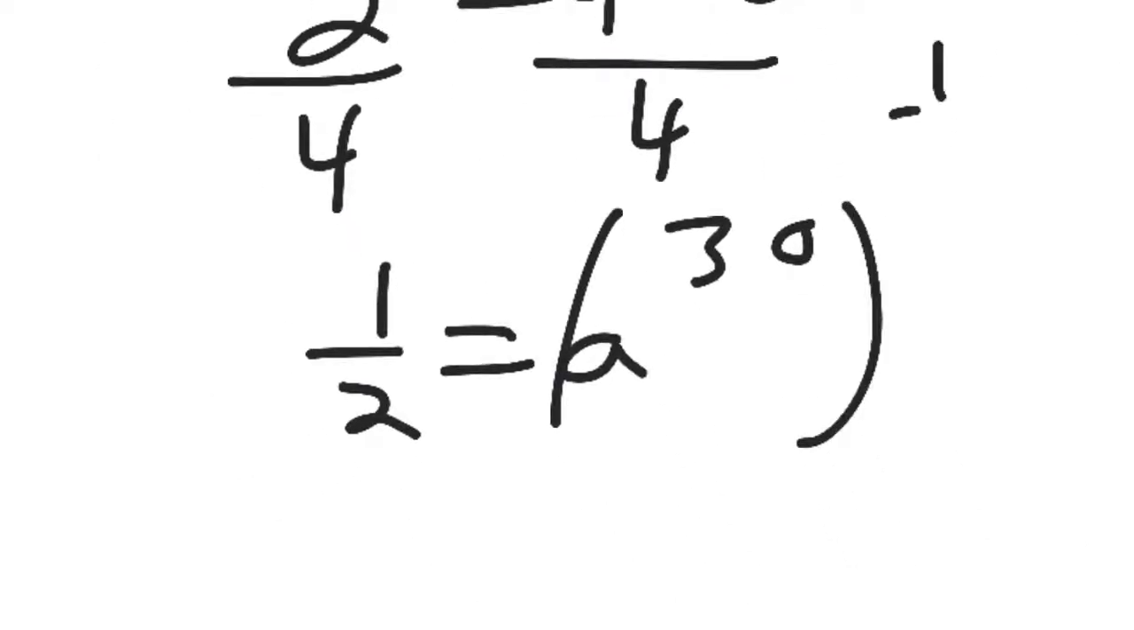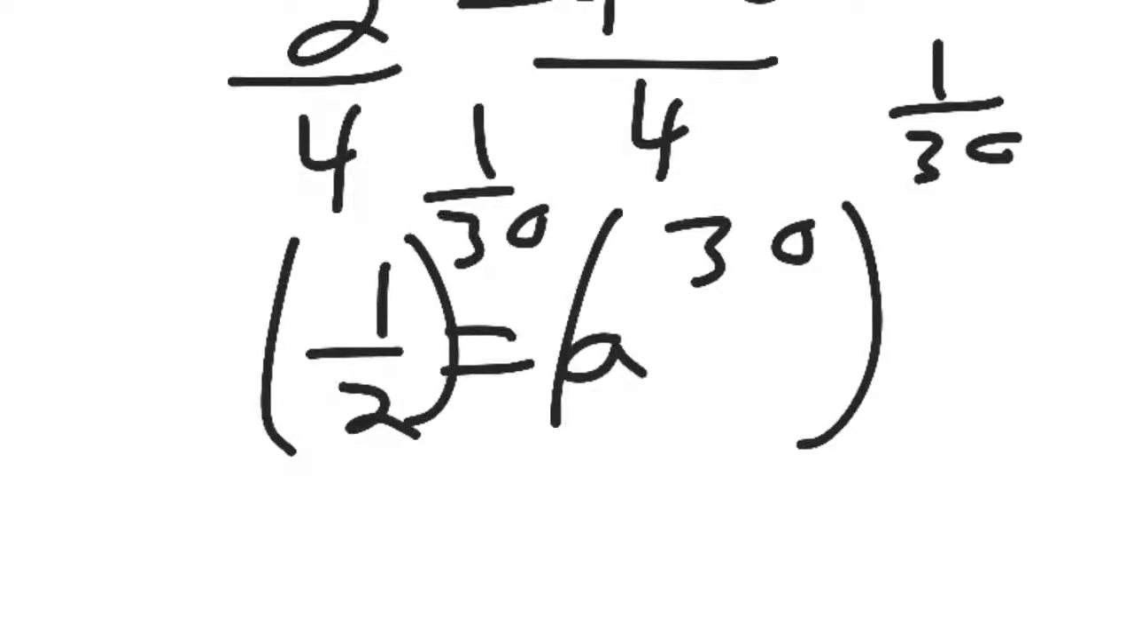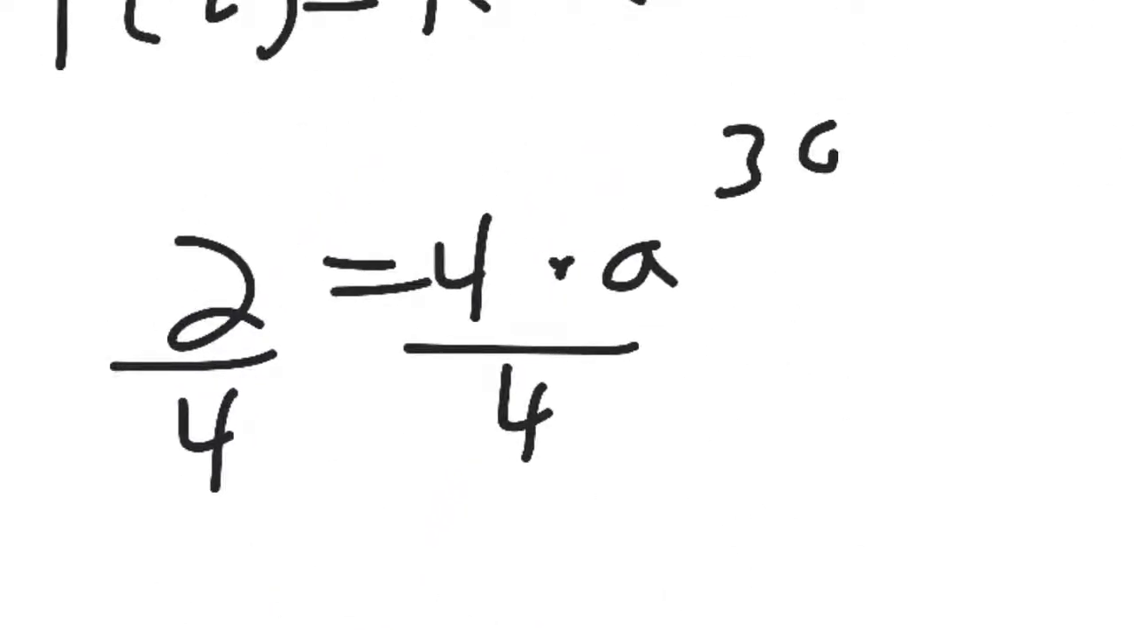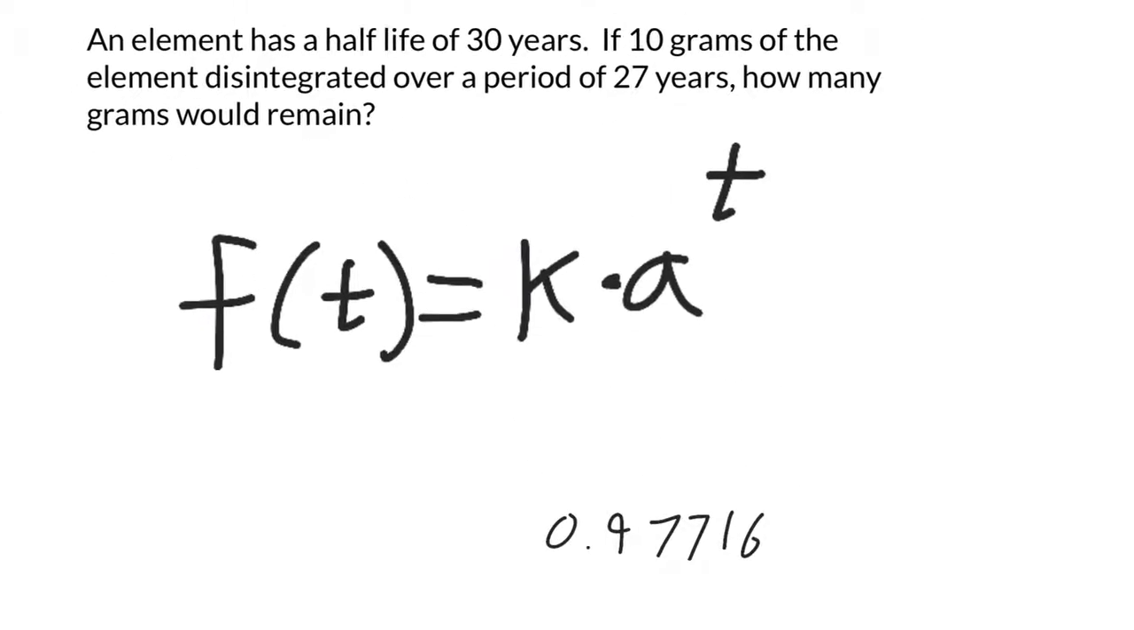We can finish solving for A by raising both sides to the 1/30th power. Because a power on top of a power multiplies. 1/30th times 30th gives us A to the first. So we need a calculator from 1/2 to the 1/30th. I did some rounding for A. But now that we finally found out what A is, 0.97716, we can plug in the information that they asked for in this problem.